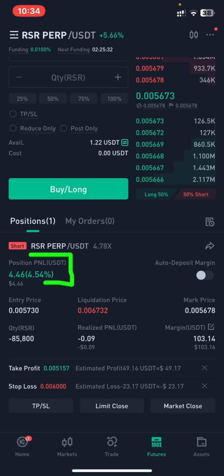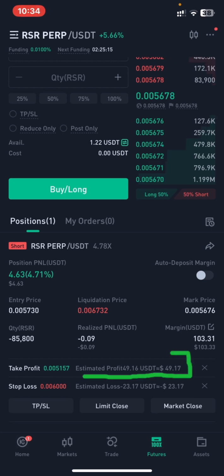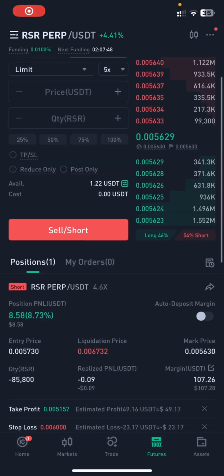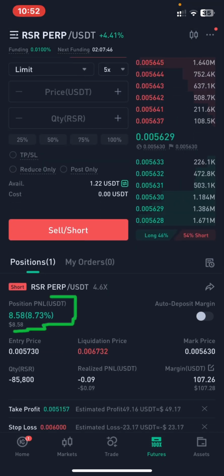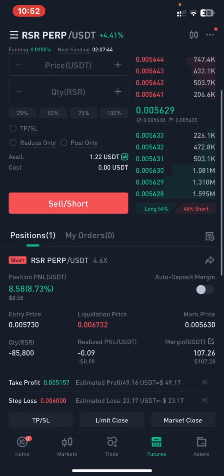This is not 100% sure. Nothing in trading is 100% sure. But you just know what you are willing to risk. If you see over here, I estimate loss is $23. That I'm willing to lose this money. My estimated profit is $49. So this is how these things work. Right now I'm in profit of $8.58. I don't want to lose any money on this trade again.